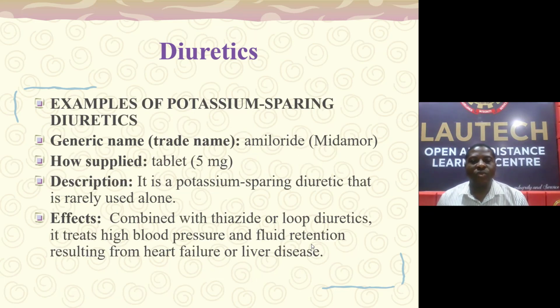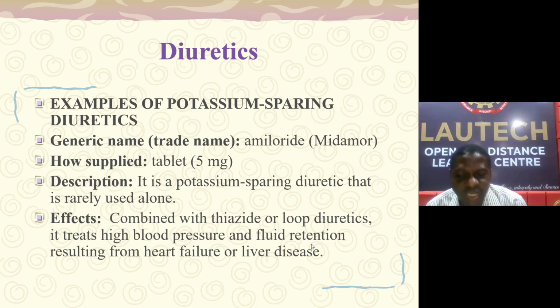Now, we want to look at the example of potassium-sparing diuretics. Potassium-sparing diuretics. The first one here is amiloride. Amiloride, and the trade name is Midamor, and it's being supplied in tablet form of 5 milligram.